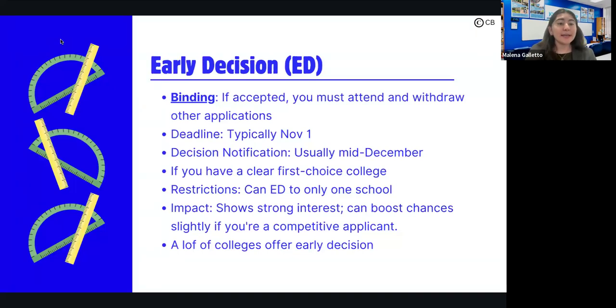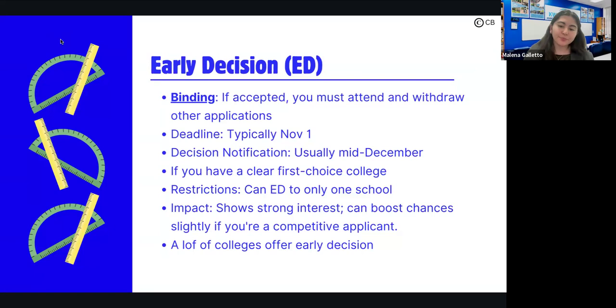And some say it can boost your chances slightly if you're a competitive applicant because it is a smaller applicant pool, which just means that there are less people applying, because it is an early round. But some people also say it might be more competitive because while the applicant pool might be smaller, it might actually be more competitive applicants, because it's the people who are aiming the highest and whose top schools are really their top choice.